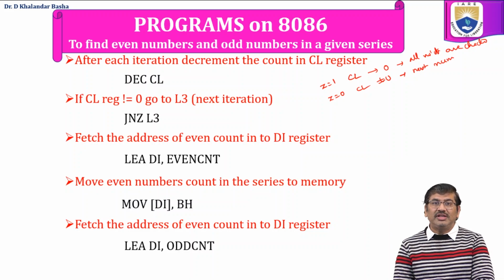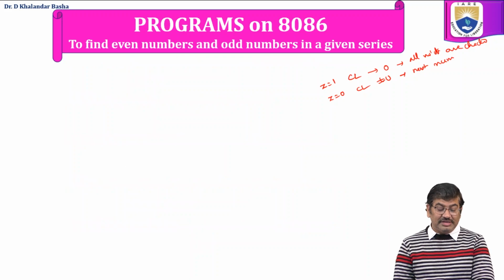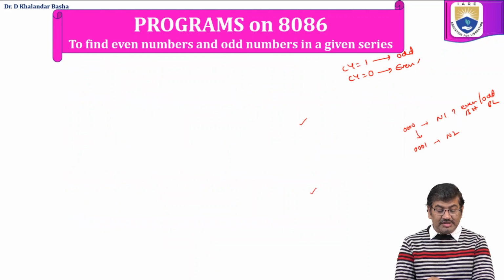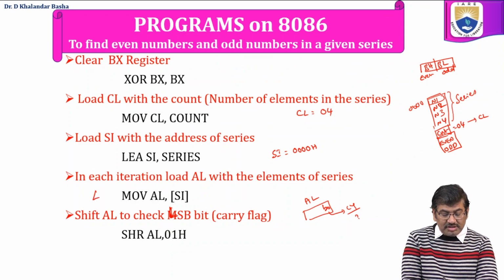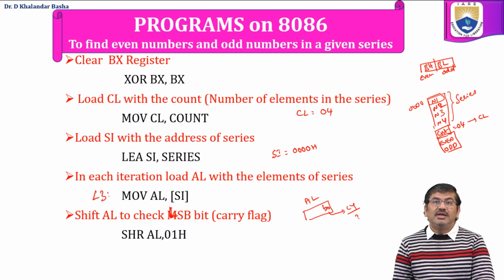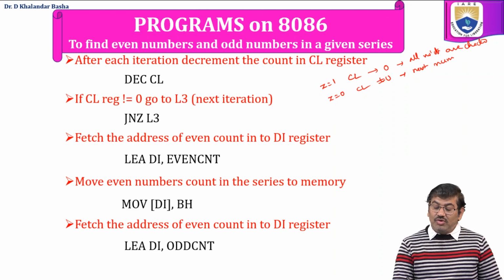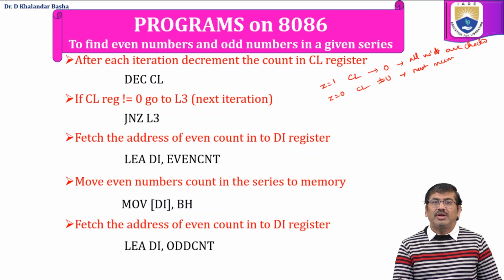In loop 3, the next activity we have to do is again fetch the content from SI. So L3, you can see here, L3 is given for this instruction: L3 MOV AL, [SI]. Suppose the count is 0, that means all the numbers are verified, whether even or odd, and the corresponding count is also incremented.